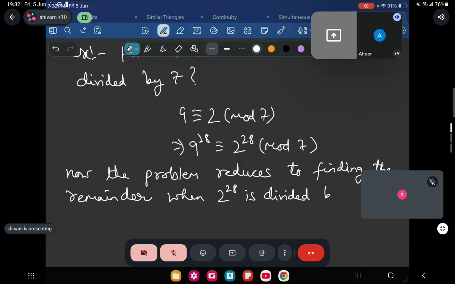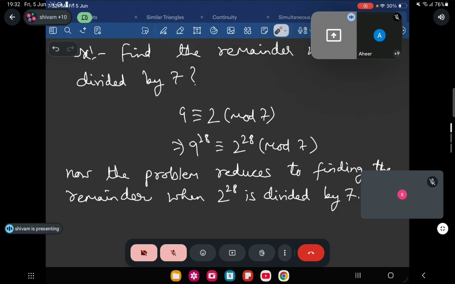Sir, is the answer 2? Answer is 2, correct. Now my task is to find out such a power of 2 such that you are getting 1 or minus 1 on the right hand side. 2 to the power 24. 2 to the power how much? 24. Okay.